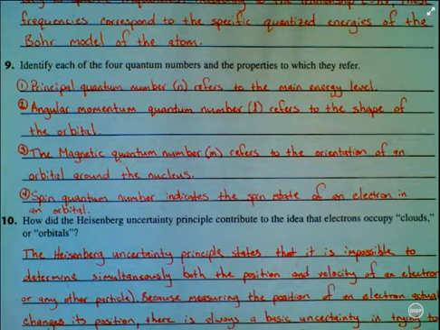Then lastly, the spin quantum number indicates the fundamental spin state of an electron in an orbital. Now the spin state is pretty simple. You can either have upspin or downspin. Those are the 2 fundamental states. Numerically, that's represented by positive half and negative half, aka upspin, downspin.